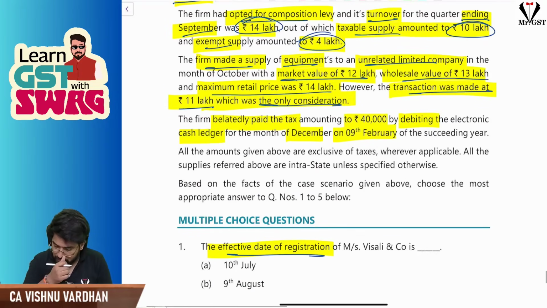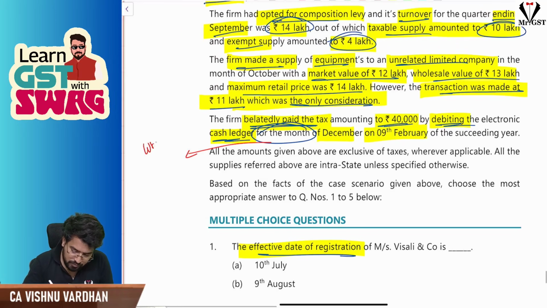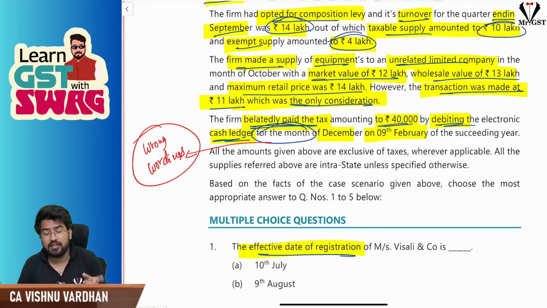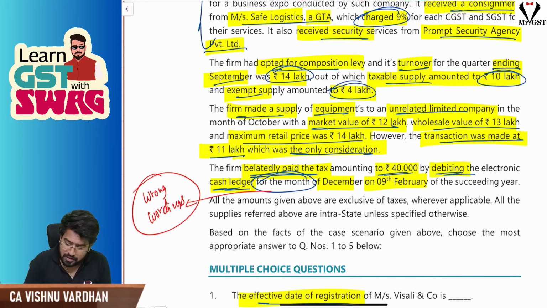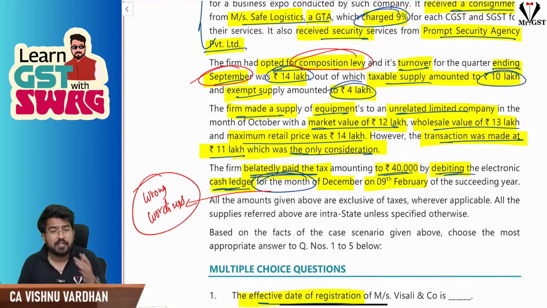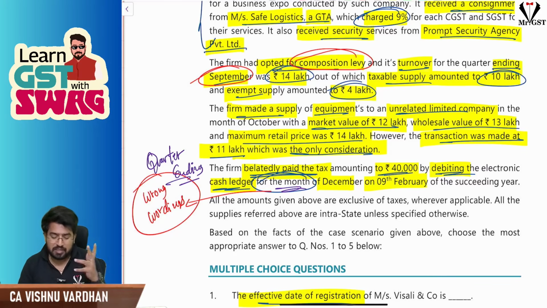Now, the next one. There is a belated payment: firm belatedly paid tax of 40,000 debiting the cash ledger for the month of December. This is the wrong wording what they have used, because the answer they have calculated in such a way that this fellow is under composition scheme, right? Opted for composition scheme in the month of September, so they're continuing that. That means here you should have asked for the quarter ending December. Instead you should have used the words quarter ending December month. When you have said month ending December month, that means students can assume that, sir, for this particular quarter only he was under composition scheme.